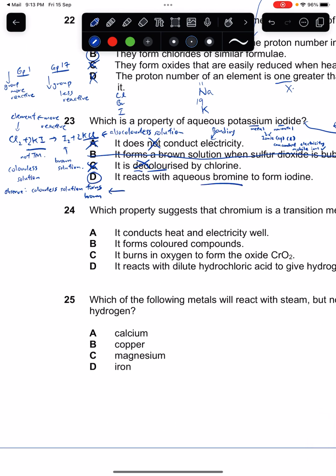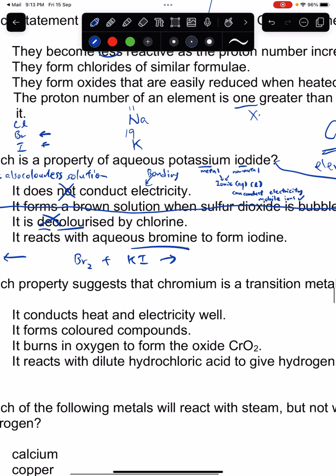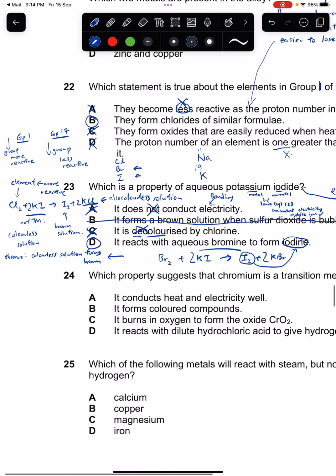Aqueous bromine, which is Br2 plus KI. Again, Br2 is higher than I. So Br is the more reactive. More reactive means kick out. You get I that is kicked out. Then KBr, balance it. Oh, it's correct, right? You do form iodine. Because why? Bromine is more reactive than iodine. Hence answer is D.